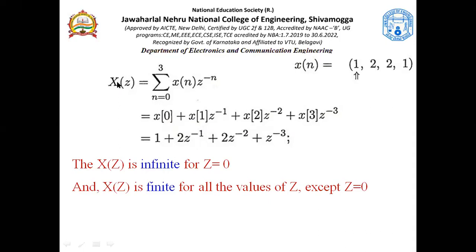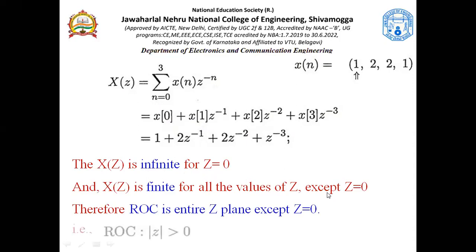When would this be finite then? Except z equal to 0, for all other values of z, it would be finite. So the values of z which would make this finite would form the region of convergence here. Therefore, the region of convergence is the entire z plane. Entire z plane means all the values of z except z equal to 0. So how to denote that symbolically?